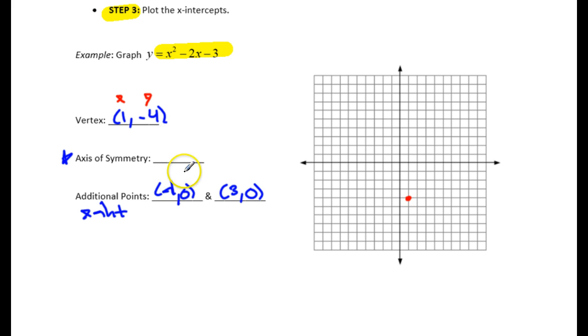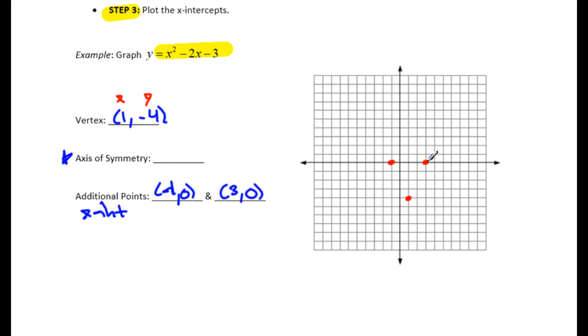Alright, now let's graph the 2 other points, the x-intercepts. Negative 1, 0, so that means I go negative 1 on the x, always start at the origin. 0 means I don't move up or down. And then the other one was at positive 3, 0. So start at the origin, 1, 2, 3, 0.